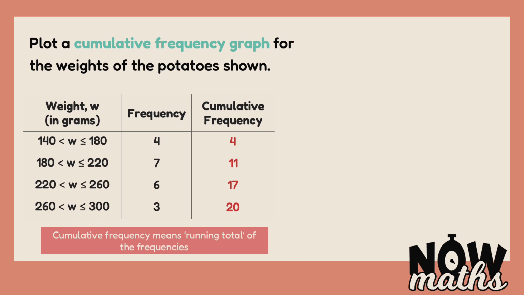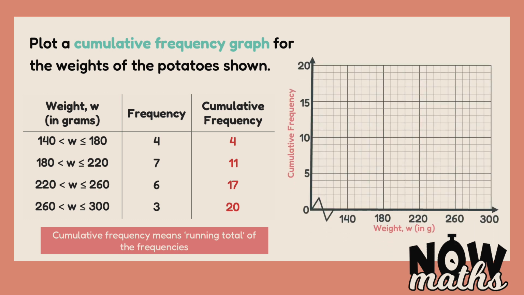Now we need axes to plot this information, and we'll have weight in grams on the x-axis and the cumulative frequency on the y-axis. You will notice we have an axis break on the x-axis again to allow us to start the scale at 140 grams. The first point we will plot is 140 grams on the x-axis against a cumulative frequency of 0, since no potatoes have a weight less than 140 grams.